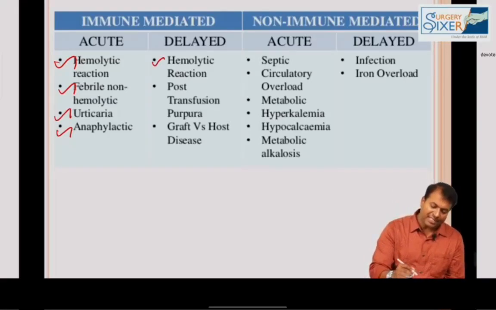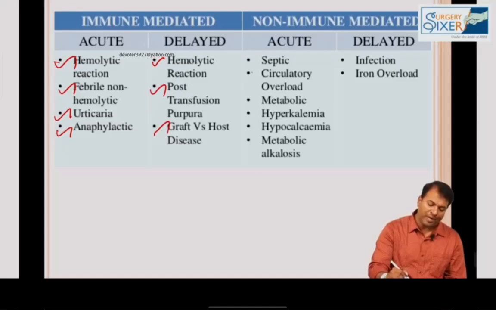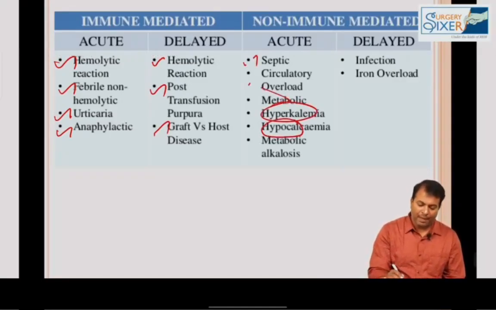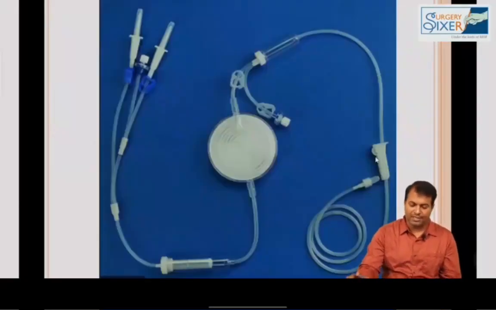And delayed reactions are hemolytic reactions, post-transfusion purpura, and graft versus host disease, which are the immune-mediated problems. Non-immune-mediated are septic complications, circulatory overload, hyperkalemia, hypocalcemia, metabolic alkalosis, infection, and iron load, the various delayed complications you get in blood transfusion. And this is a typical image-based question asked last year.